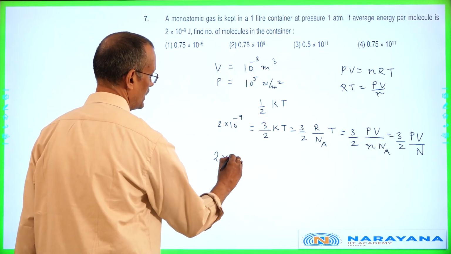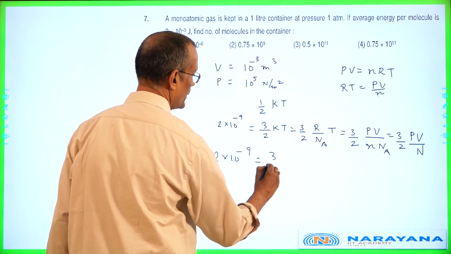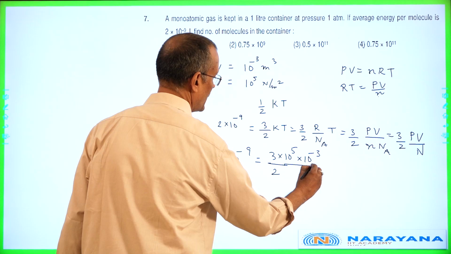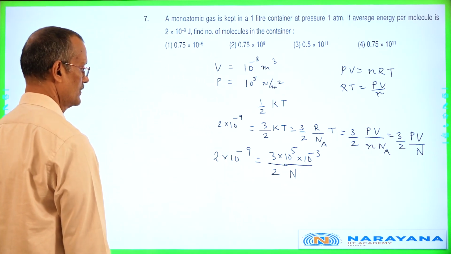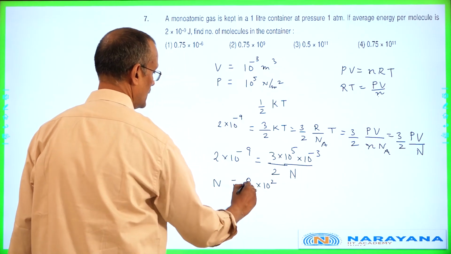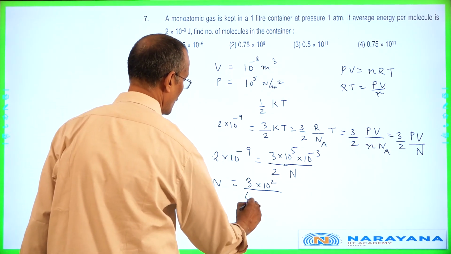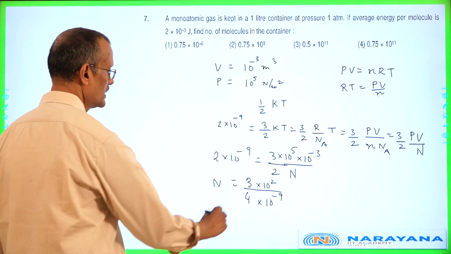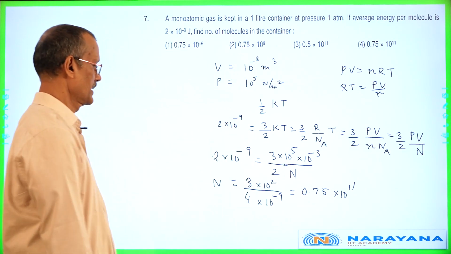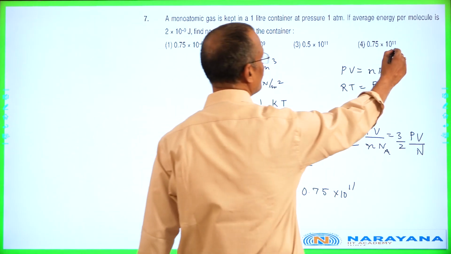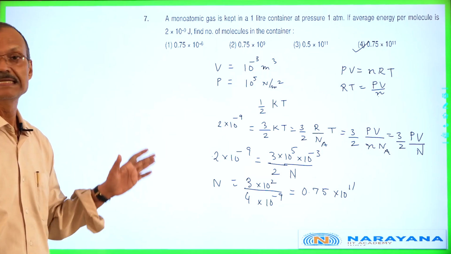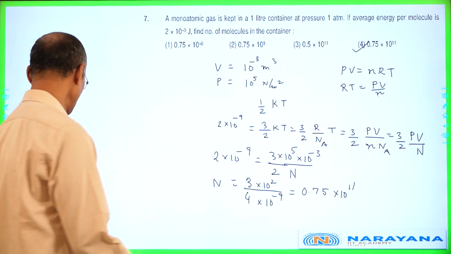So, 2 into 10 to the power minus 9 equals 3 by 2, 10 to the power 5, 10 to the power minus 3 by N. Clear to you? So your N will be equal to 3, 10 to the power 2, and here 2 into 2, 4, 10 to the power minus 9. 3 by 4 is 0.75, 10 to the power 11. Please check the answer, 0.75, 10 to the power 11, the answer will be number 4. This is the total number of molecules present in the container. I hope you have understood it clearly.